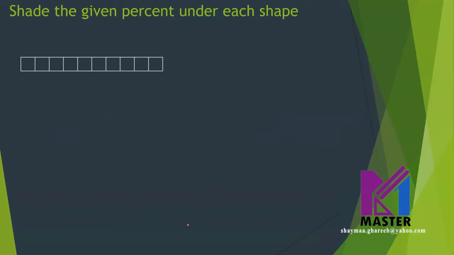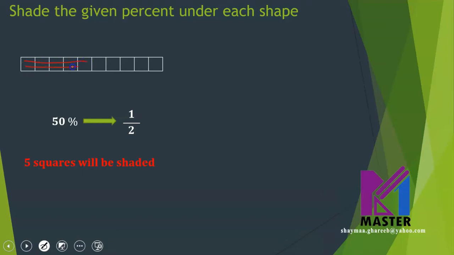If I want to shade a given percent, for example, the 50%, we know that the 50% means half. So how many parts do I have here? 1, 2, 3, 4, 5, 6, 7, 8, 9, 10. So I have 10 parts in total. If I want to shade 50% of them, it means I'm going to shade half of the 10, which means 5 squares will be shaded. So I'm going to shade 5 squares of the 10 squares, as you can see here.